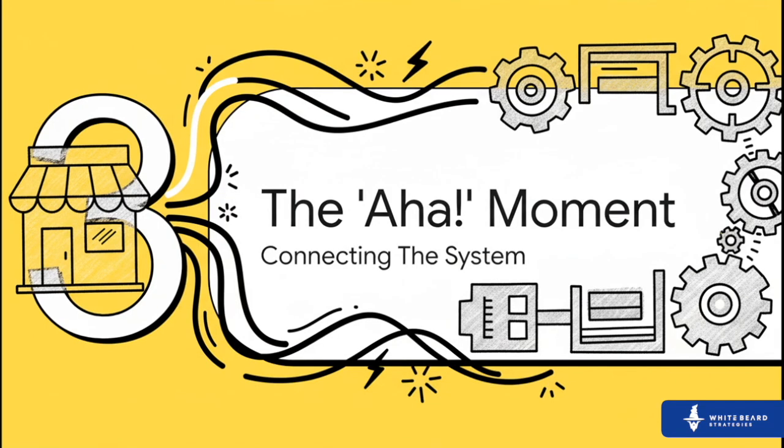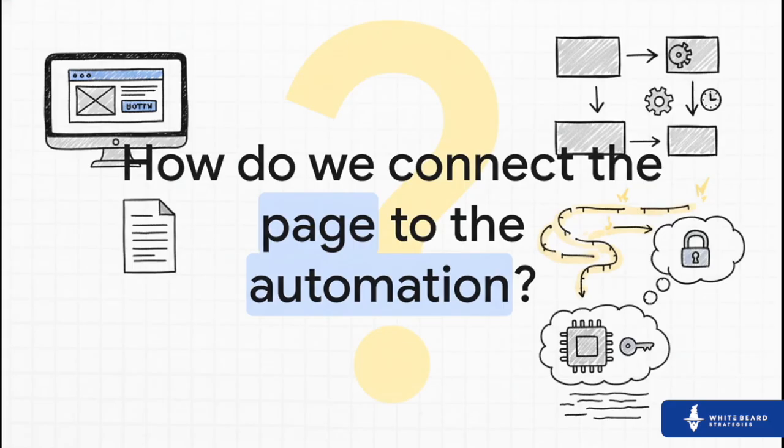Okay, so we've got our pages, the storefront, and we've got our workflow, the engine. Now for the magic. This is the aha moment where we connect these two pieces together and make this thing come alive. This is the million-dollar question, isn't it? We built these two separate things. How do we get the page to talk to the workflow? How does it know when to start? Is it some kind of complicated code you have to write?